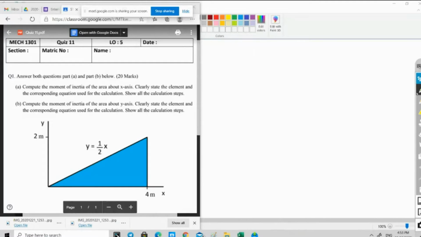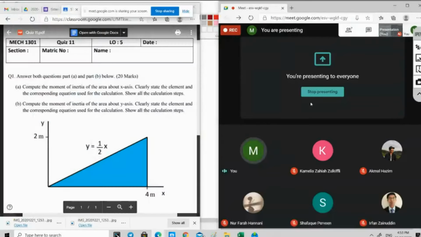All right, so this is the previous quiz that you have done in the previous class, I believe, which is quiz number 11. And I think you may have noticed the diagram that we have used in chapter 9 and 10 is very similar, just with some changes, but the question is different. Meaning that in chapter 9, we ask for centroid or center of mass or center of gravity, while in chapter 10 we ask for moment of inertia.